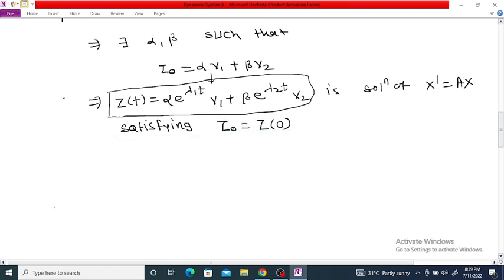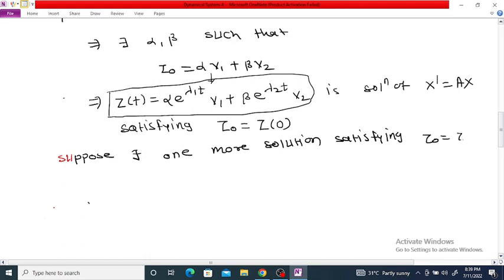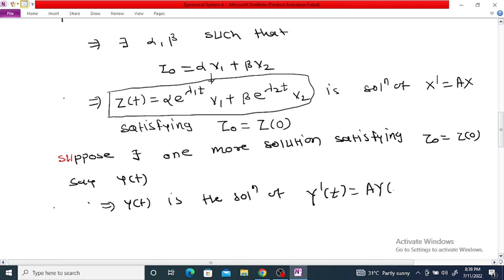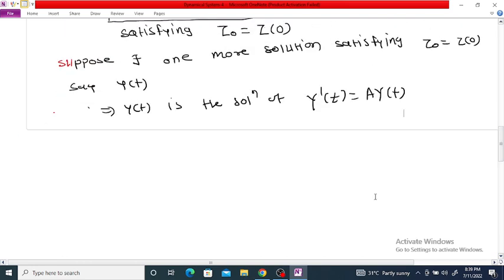Now suppose there exists one more solution satisfying z(0) equal to z0, say y(t). Then y(t) is the solution of the system y dash of t is equal to A y of t. Okay, such a y(t) exists.